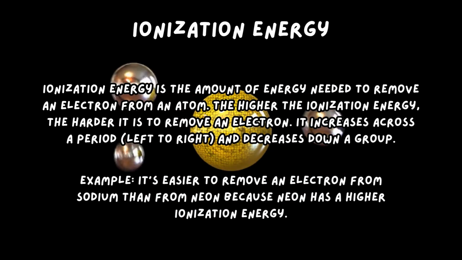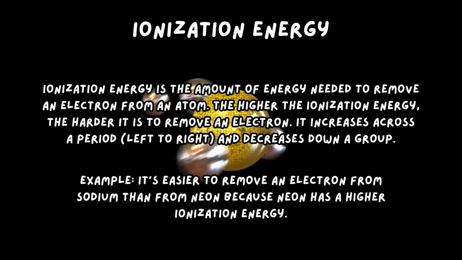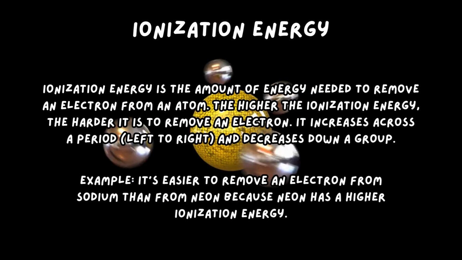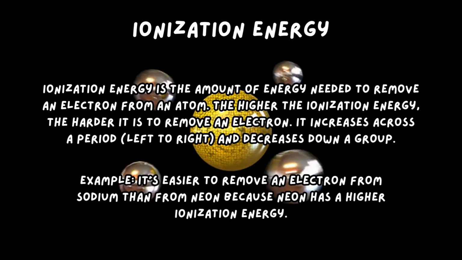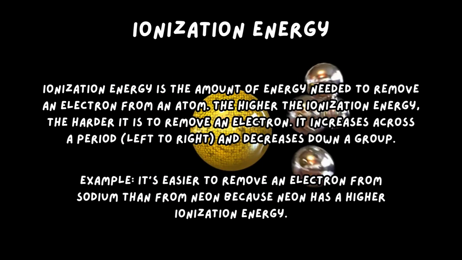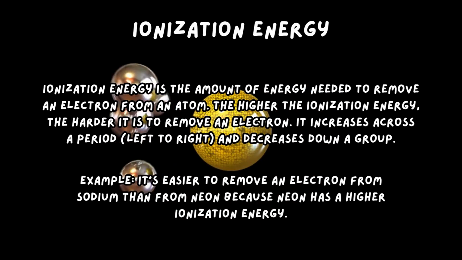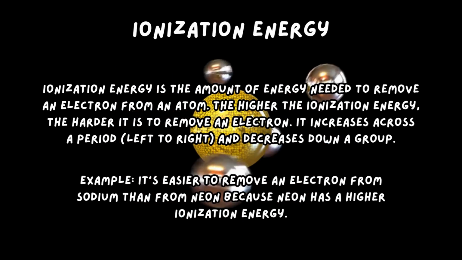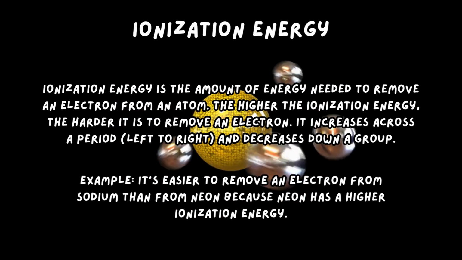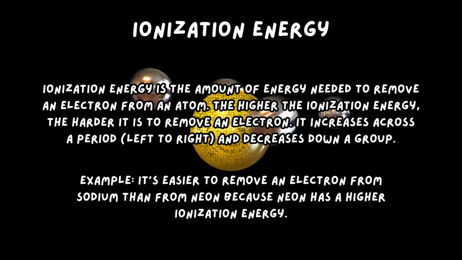Ionization energy. Ionization energy is the amount of energy needed to remove an electron from an atom. The higher the ionization energy, the harder it is to remove an electron. It increases across a period and decreases down a group. Example, it's easier to remove an electron from sodium than from neon because neon has a higher ionization energy.